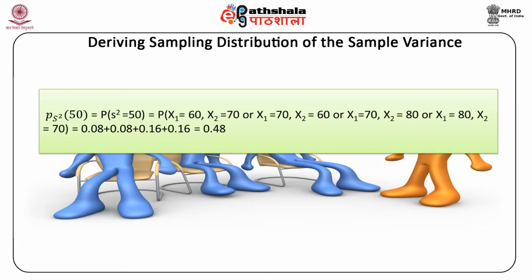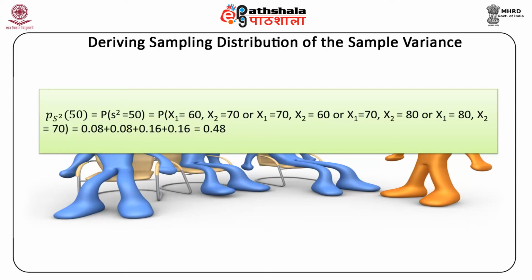On substitution of all these probabilities, we get 0.08 plus 0.08 plus 0.16 plus 0.16, and the sum total comes out to be 0.48.